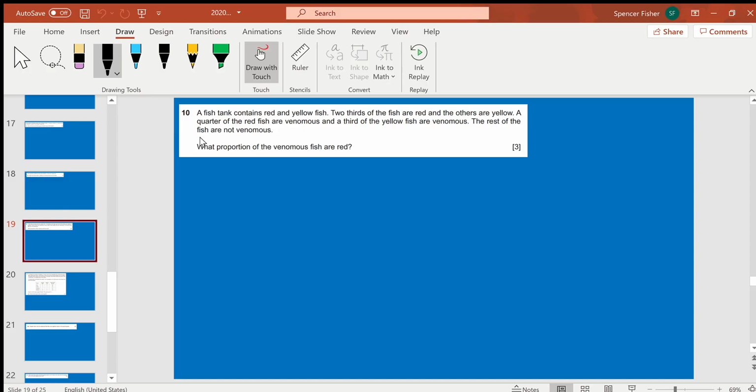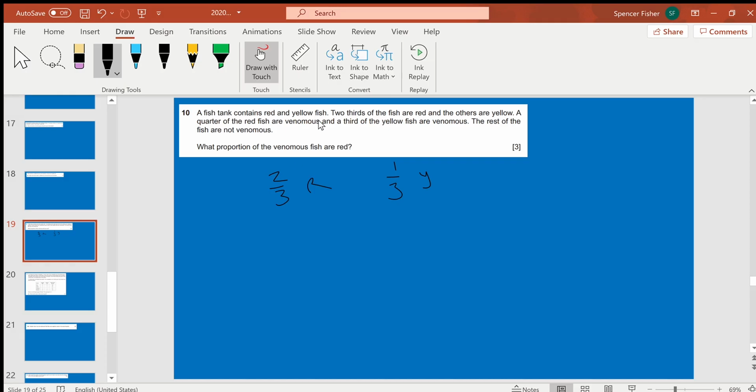If you wanted to use numbers, you could still use anything. You would just have to keep in mind the fact that you're probably going to be dealing with decimals. For this problem in particular, I'm working with fractions here. So it says 2/3 of the fish are red. So 2/3 are red, and the others are yellow, which means 1/3 is yellow.